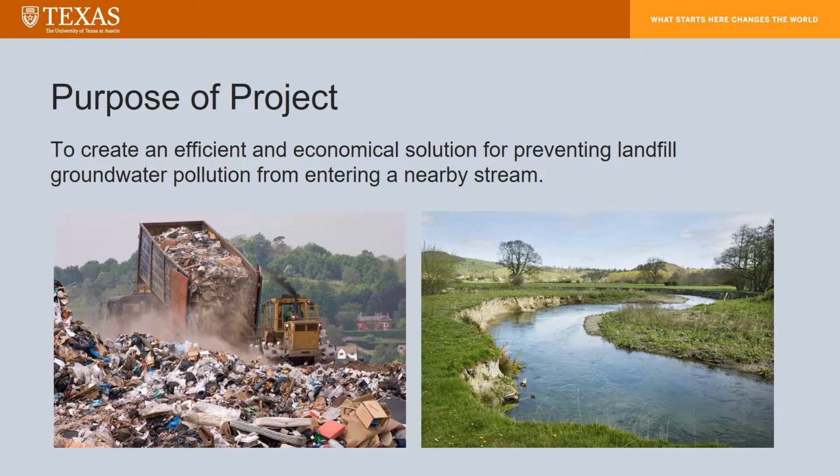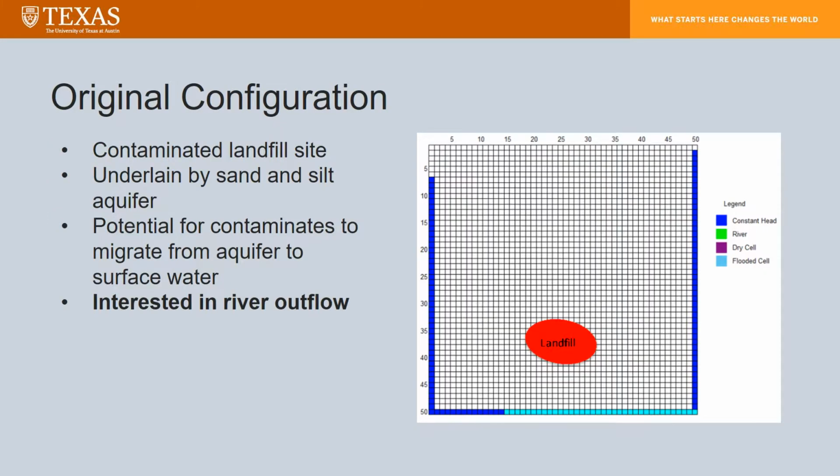The purpose of our project is to create an efficient and economical solution to preventing landfill groundwater pollution from entering a nearby stream. Our original configuration is a contaminated landfill site underlain by a sand and silt aquifer. Because this aquifer is sand and silt, it has a high potential for contaminants to migrate from the aquifer to the surface water. We are thus interested in the outflow to the river because we want to see how much contaminated water is running into the river from the landfill.